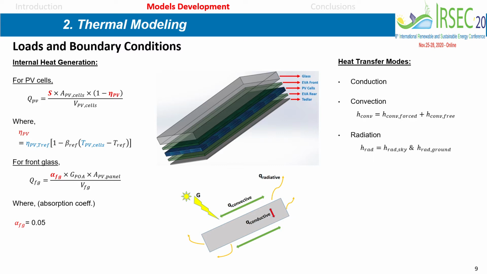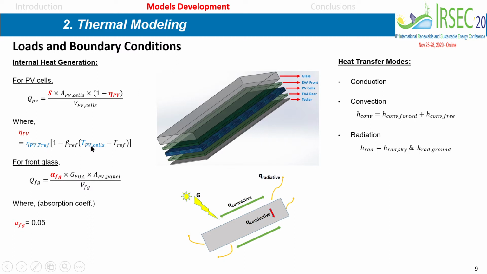So here I'm going to look at the loads and boundary conditions. First, the heat generated, or internal heat, at the PV cells. The internal heat generated in the PV cell is given by this relationship here, where S is the incident PV cell irradiance that we calculate from our proposed optical modeling. This is the area of the PV cell, and this is the volume of the PV cell.